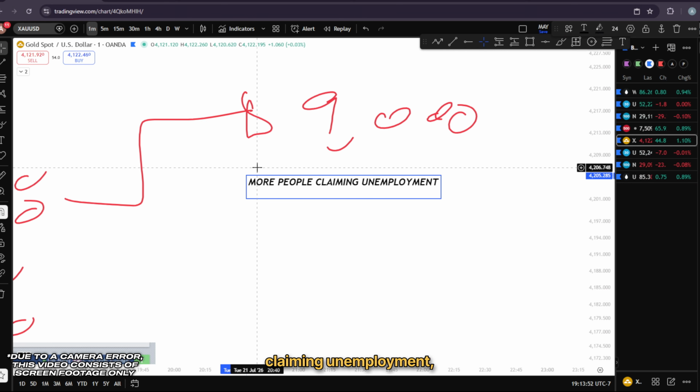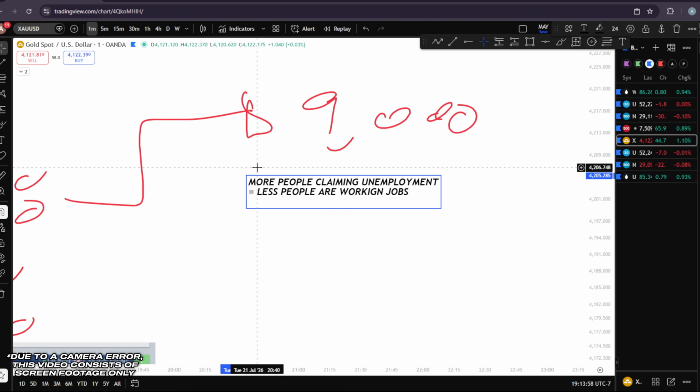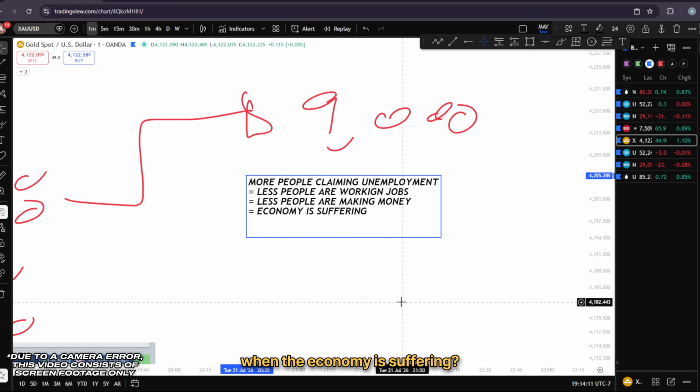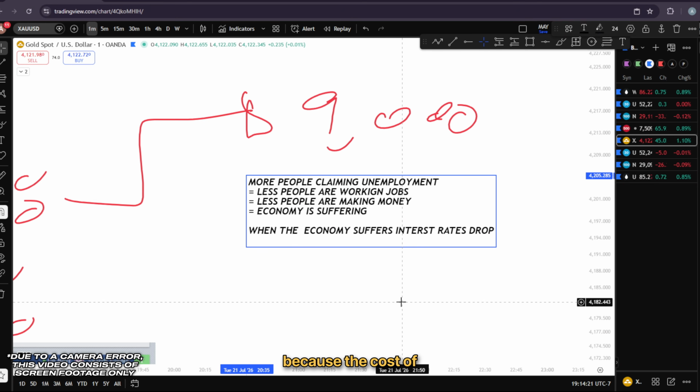So if more people are claiming unemployment, let's just break it down. That means that less people are working jobs. Now, if less people are working jobs, that means that less people are making money. And if less people are making money, then the economy is suffering. Now, what happens with interest rates when the economy is suffering? Well, when the economy suffers, interest rates actually start to drop, right? So you guys will see that interest rates drop because the cost of borrowing money has to get cheaper if people can no longer sustain this lifestyle.